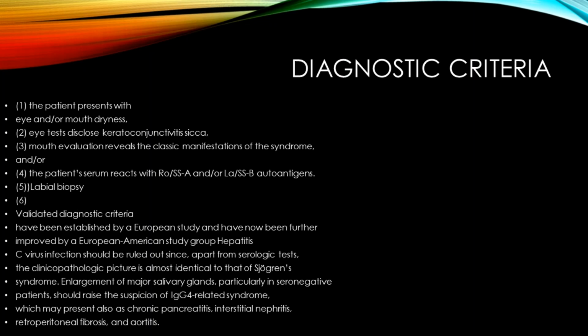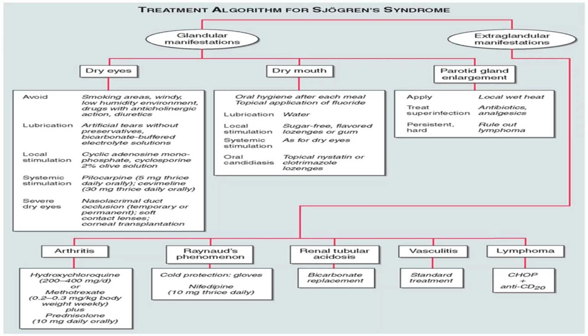Hepatitis C virus infection should be ruled out, apart from serologic tests. The clinical pathologic picture is also identical to that of Sjogren syndrome. Enlargement of major salivary glands, particularly in seronegative patients, should raise the suspicion of immunoglobulin G4 related syndrome, which may present also as chronic pancreatitis, interstitial nephritis, retroperitoneal fibrosis, and aortitis. Let's talk a little about treatment algorithm for Sjogren syndrome.